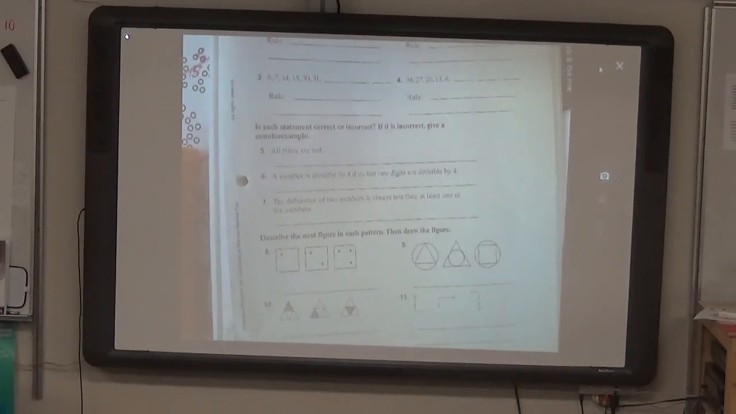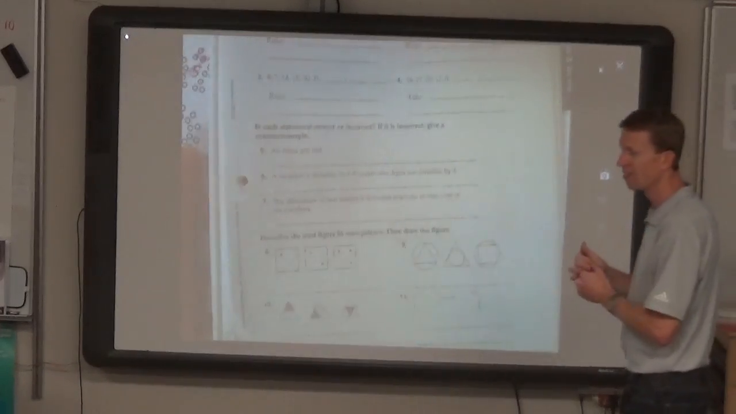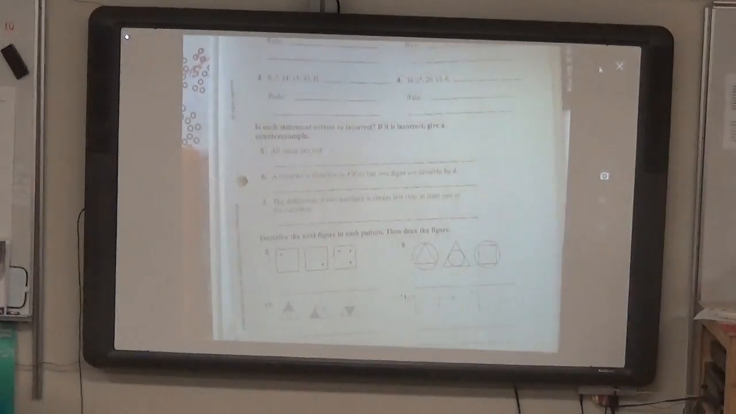Is 11 divisible by 4? No. What about the last 2 digits, 12? Yes. How about a 3-digit number? What about 112? The last 2 digits are 12. Is that divisible by 4? Yes.